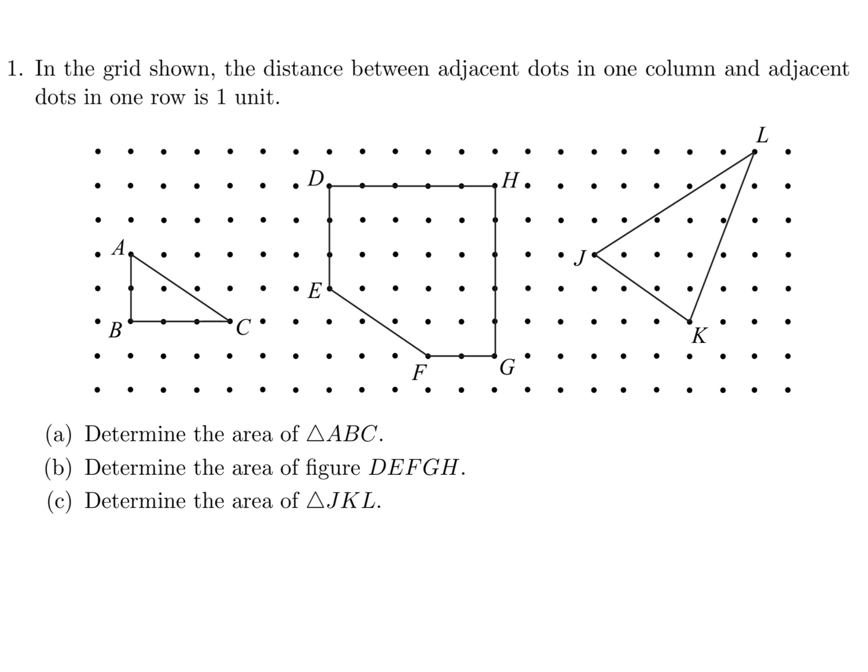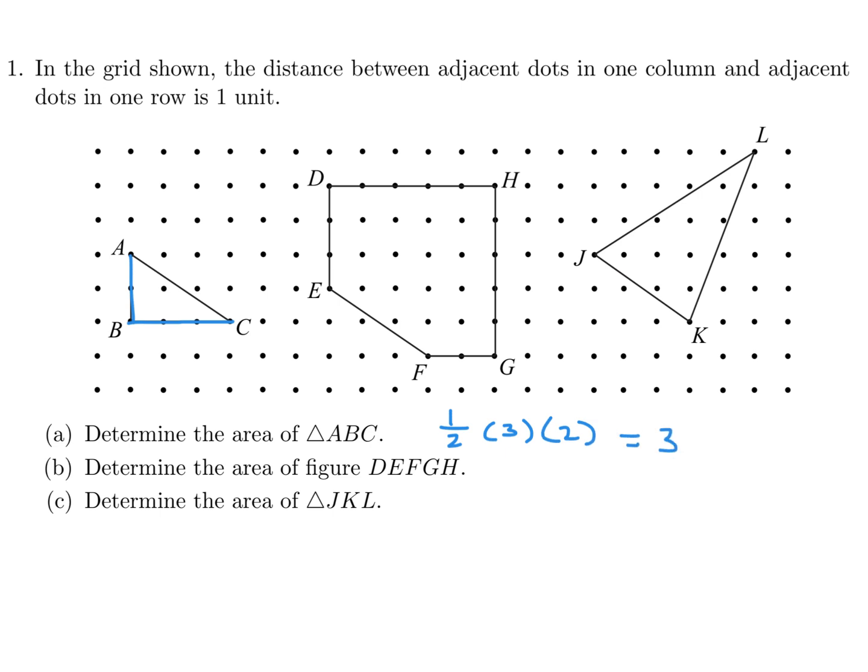In the grid shown, the distance between adjacent dots in one column and adjacent dots in one row is 1 unit. Determine the area of triangle ABC. Triangle ABC would be 1/2 base times height. The base looks to me like 3. The height looks to me like 2. And therefore that is 3.